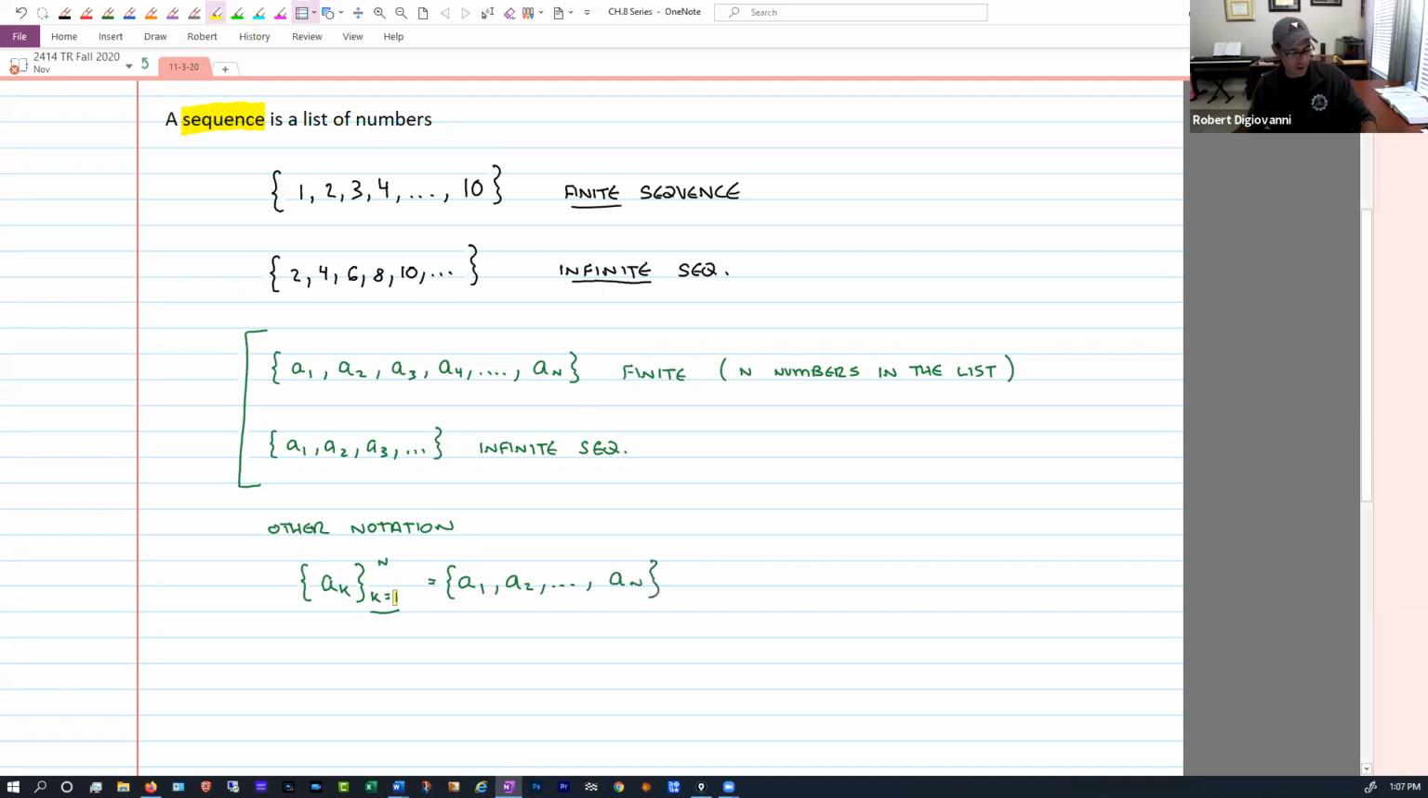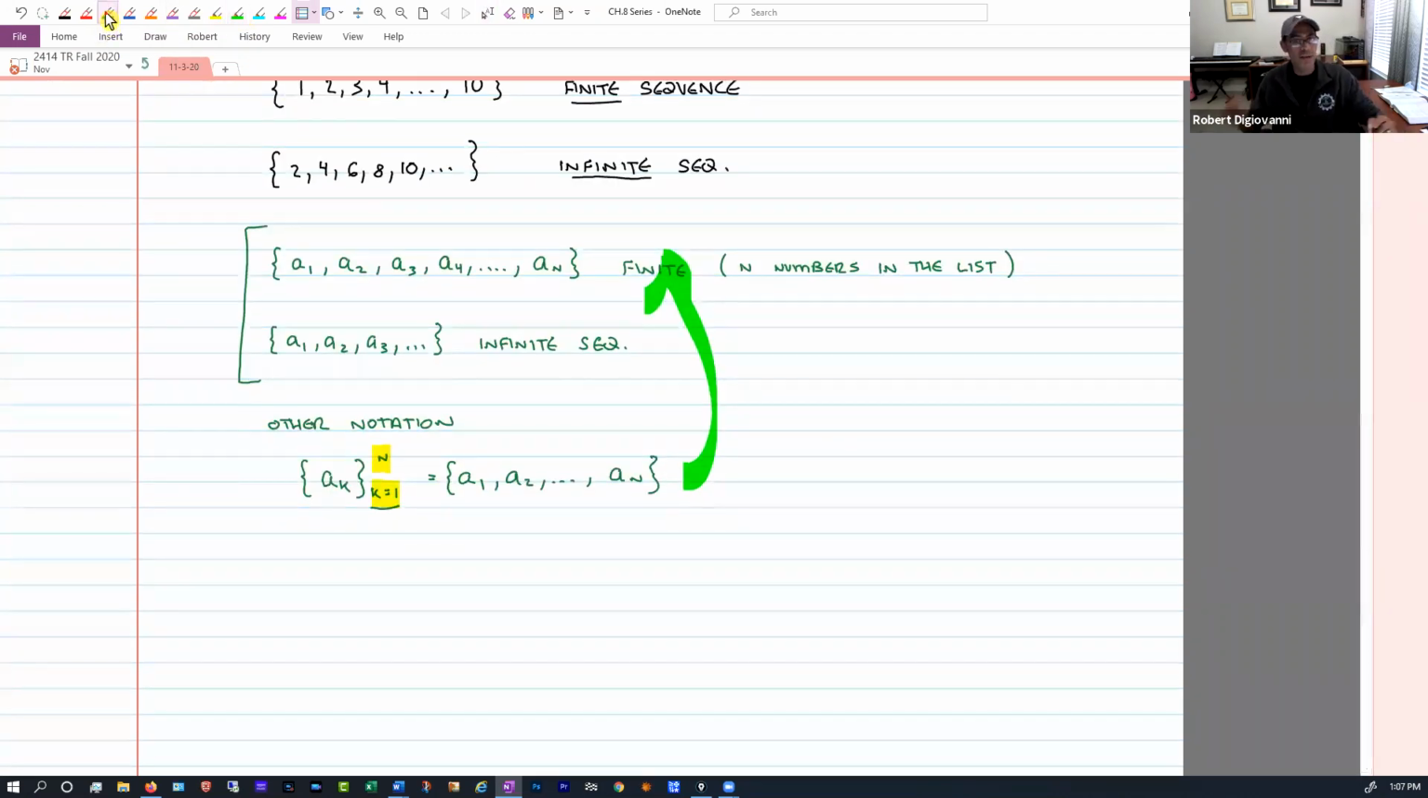So these two things right here, the K equals one and N, are the starting and the stopping points of the sequence. Do you all agree that that would be an example of a finite sequence? This would be finite. Now, if we wanted to do an infinite sequence, we could do this: start at one, end at infinity. Or sometimes you'll just see this. Or sometimes you'll even see this.